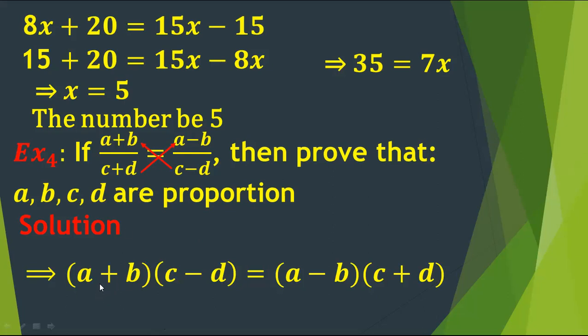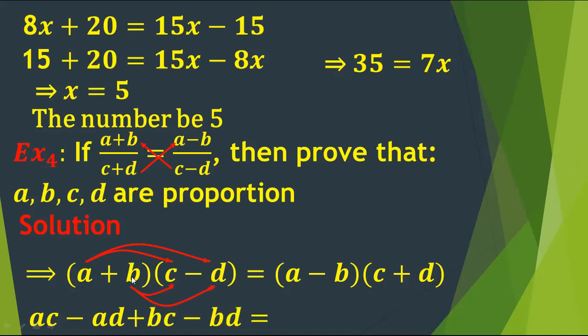a plus b in brackets times c minus d equals a minus b times c plus d. Binomial times binomial, as we studied in grade 7. Also, we can use a times c, a times negative d, plus b times c, plus b times negative d, as you like. Also, we can say first times the first, second times the first, means and extremes. Then here we have a times c, ac. a times negative d, negative ad. b times c, bc. b times negative d, negative bd.